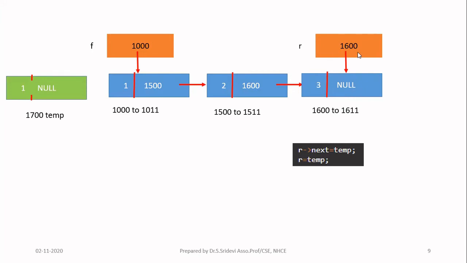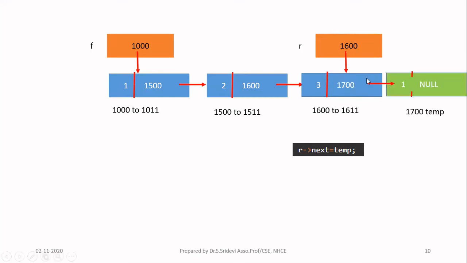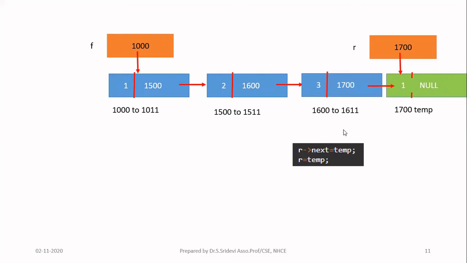After that, I have to make this rear point to the new node, so I am writing r is equal to temp. When I do that, this 1700 will be stored in rear. After these steps, what I have done here is, first I have added this green color node. Then I have copied the address of this green color node, 1700, in temp as well as here.